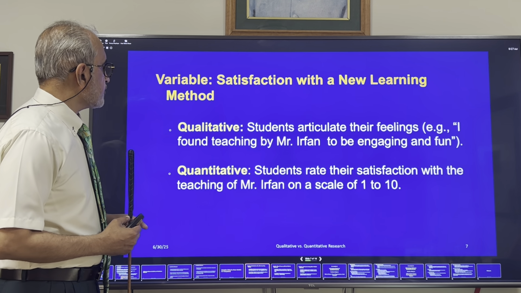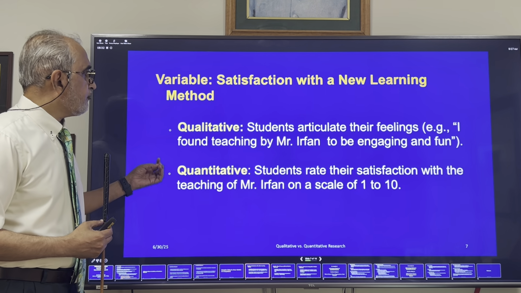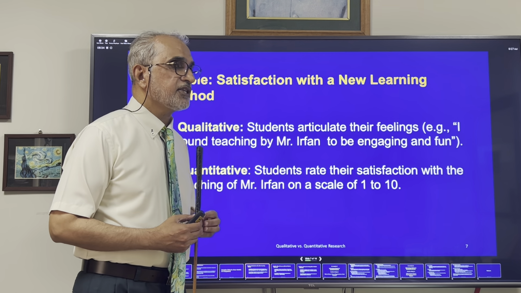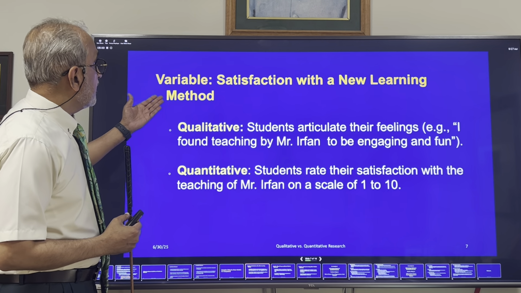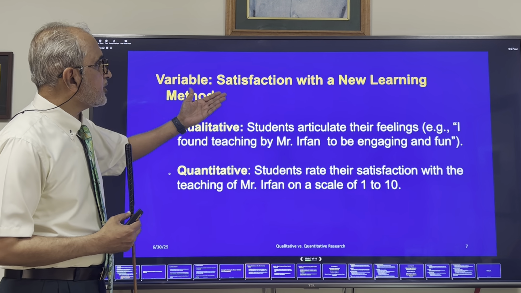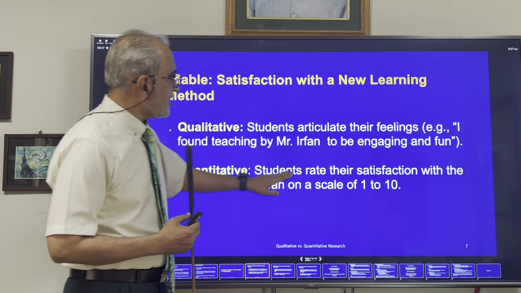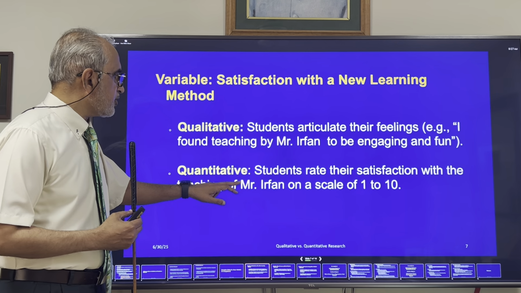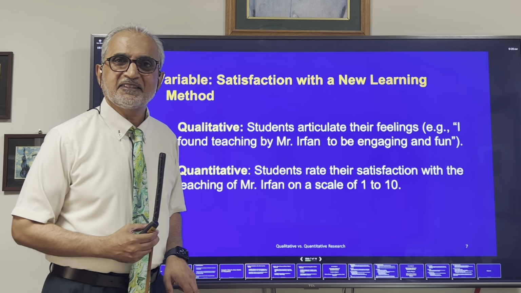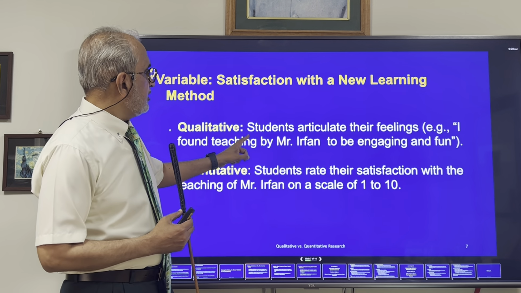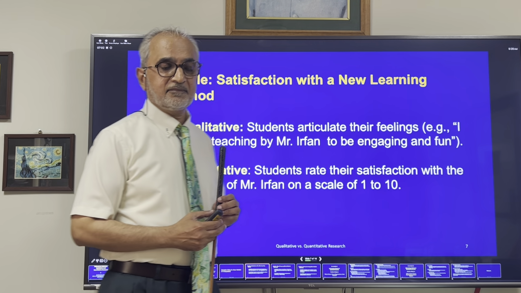A qualitative study would be something like students articulating their feelings, for example, that they found teaching by Mr. Irfan to be engaging or fun. The same variable, satisfaction with the new learning method, can be measured quantitatively: students rate their satisfaction with the teaching of Mr. Irfan on a scale of 1 to 10. Now 1 to 10 is measurable. It is numerical. In the qualitative case, feelings are articulated, so they are being measured, but not numerically.